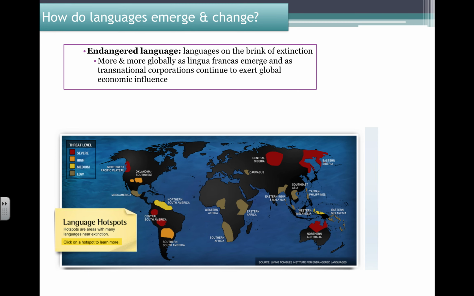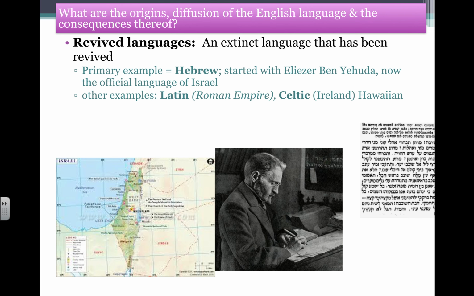So this occurs more and more globally as lingua francas emerge, and as the transnational corporations continue to exert their global economic influence and bring in their businesses, we're seeing that a lot of languages are lost, and languages are becoming endangered, where the last speakers of these languages are dying off without either having taught someone the language or having some written documentation. So you can see some of the language hotspots here around the world, where there are areas of language endangerment.